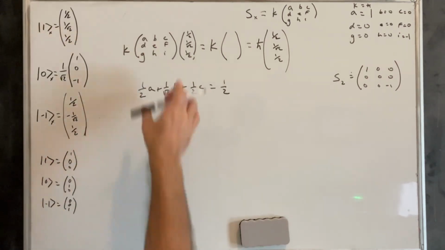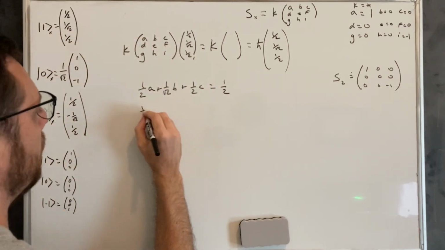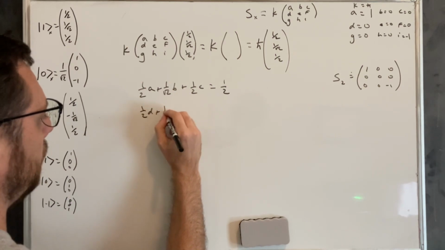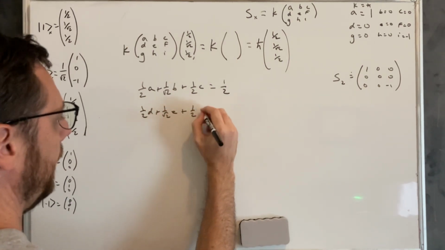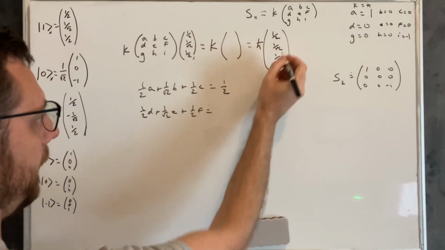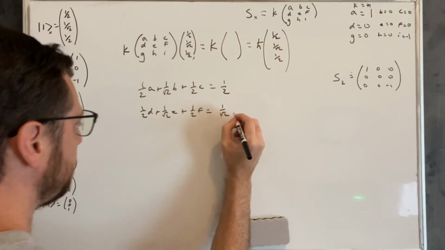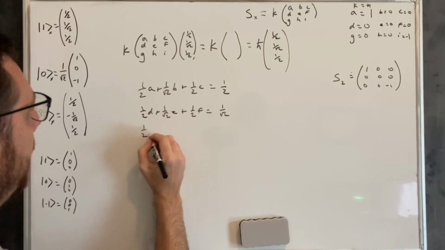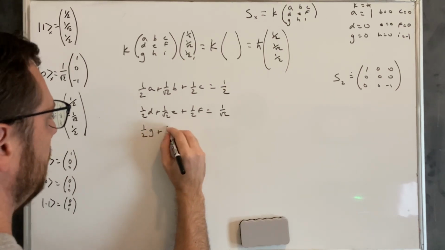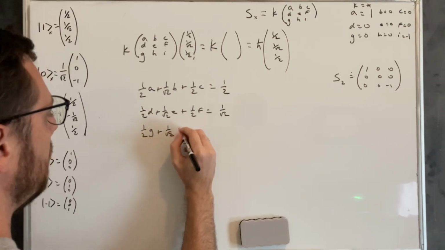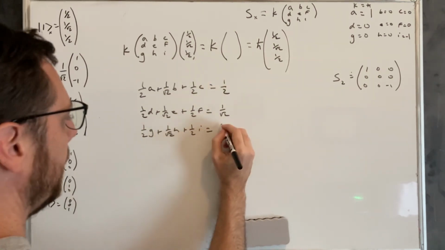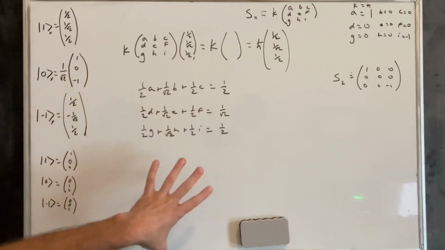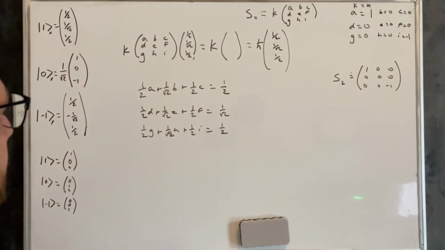And then these are each going to be the same. So 1 half d plus 1 over root 2 e plus 1 half f equals that value, so 1 over root 2. And 1 half g plus 1 over root 2 h plus 1 half I is equal to 1 half. Okay, so not enough information to solve this system of equations yet, but we'll move on to this zero state.